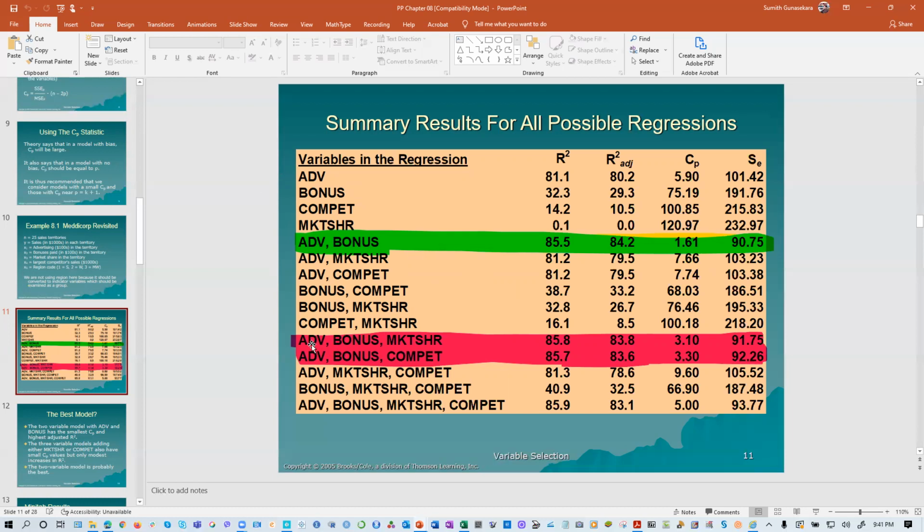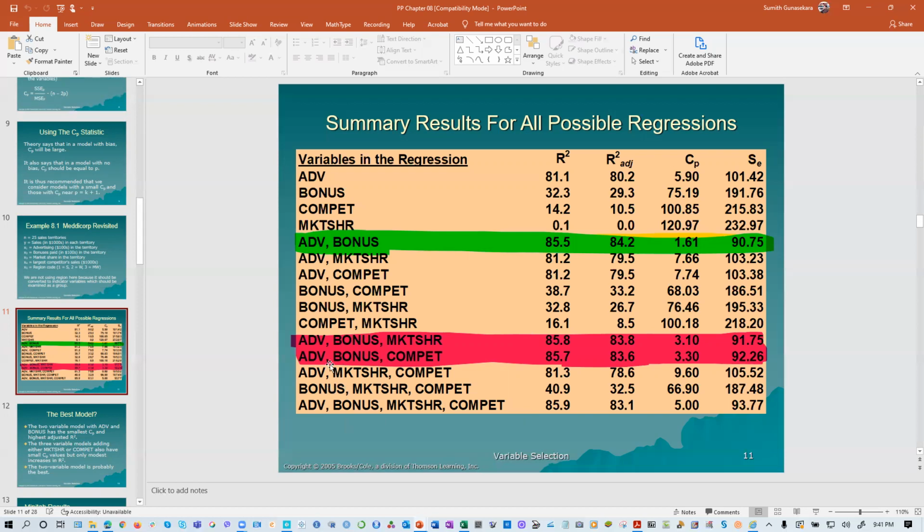And the third one is 3 at a time: add, bonus, market share; add, bonus, compete; and so on, and the bonus, market share, compete. Then you have 4 choose 3, which is the same as 4 choose 1, which is 4. And the last one is out of 4, you pick 4. 4 choose 4 is 1. So you have one combination with all 4 variables.